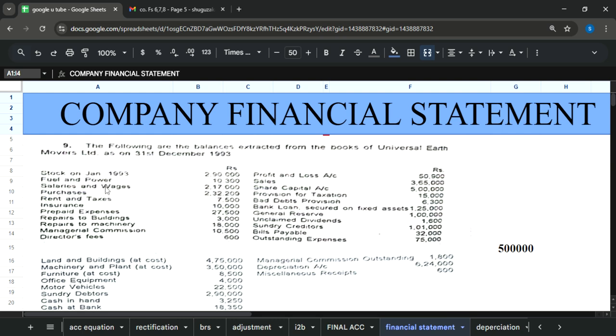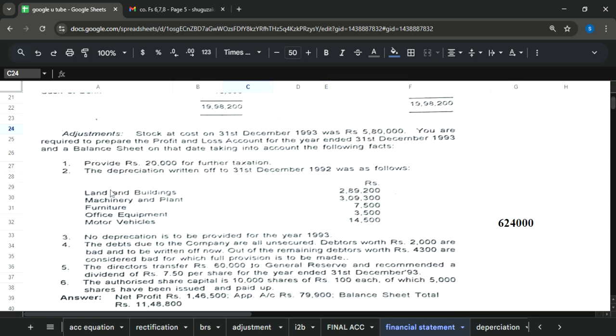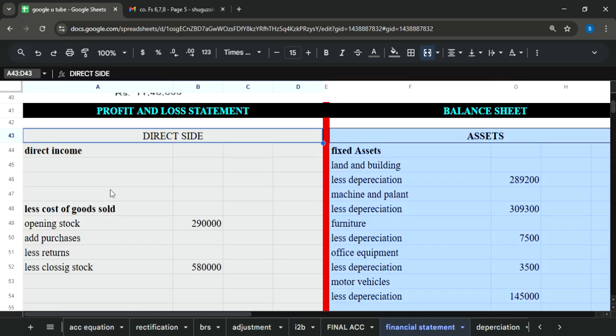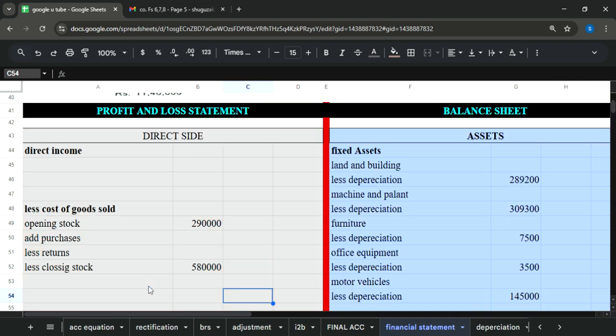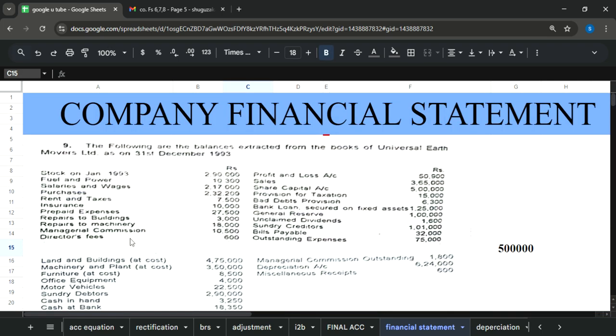After fuel and power, we have salaries and wages. Now salaries part of indirect side, wages part of direct side. So where we should write salaries and wages. In paper, you will see the first name. If it is salaries, you will go to indirect side. If it is wages and salaries, you will go to direct side. So we are following first word and that was salaries. That is why indirect side we have chosen. Amount of salaries we will see, that is 2,17,000.